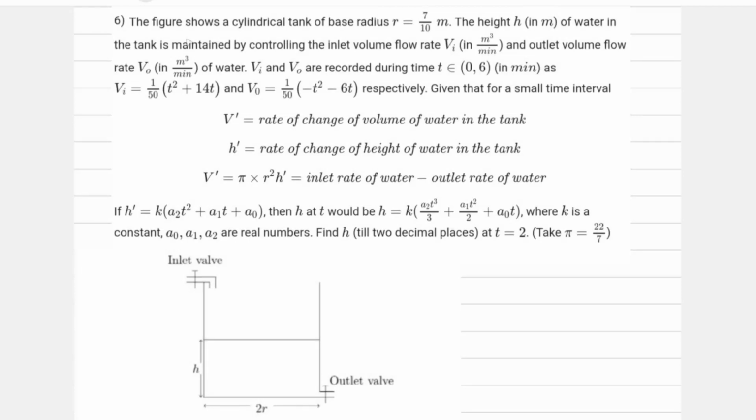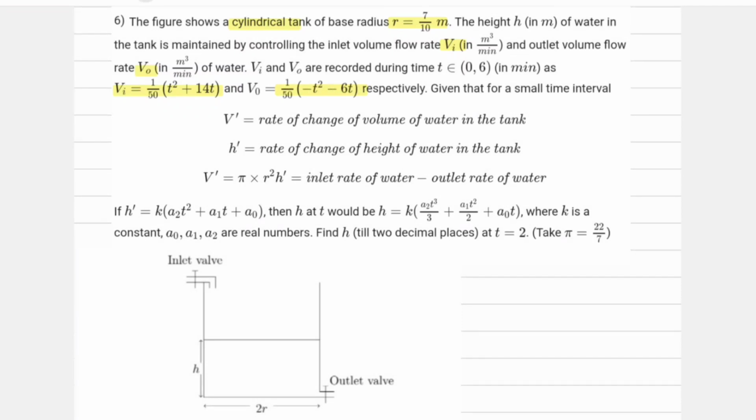The sixth question says the figure shows a cylindrical tank of base radius r = 7/10 meters. The height h in meters of water in the tank is maintained by controlling the inlet volume flow VI and outlet volume flow VO of water. VI and VO are recorded during time 0 to 6 minutes, where VI is given as 1/50 (t² + 14t) and VO is given as 1/50 (t² − 60).